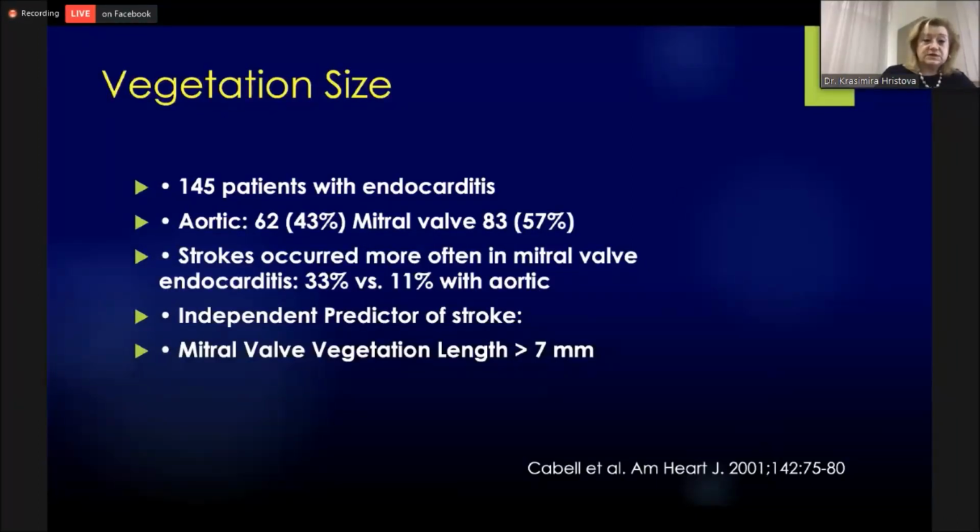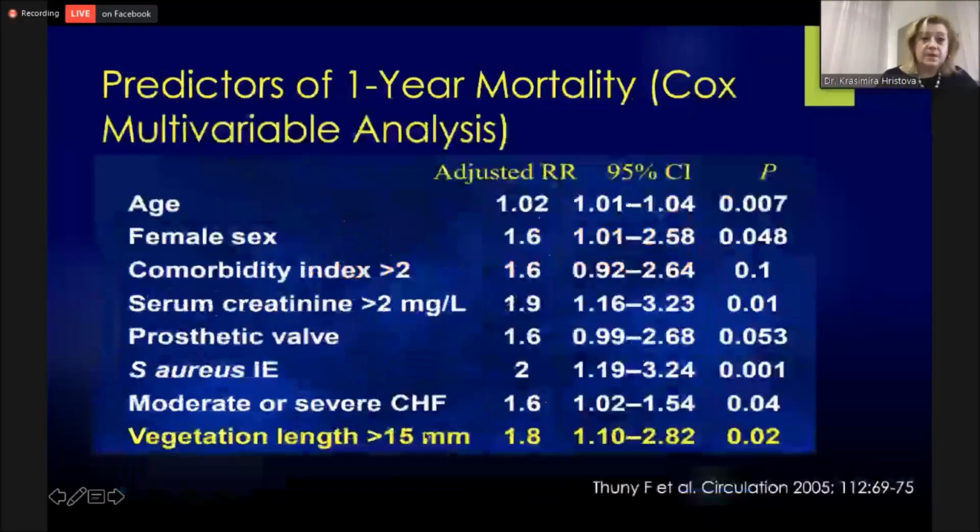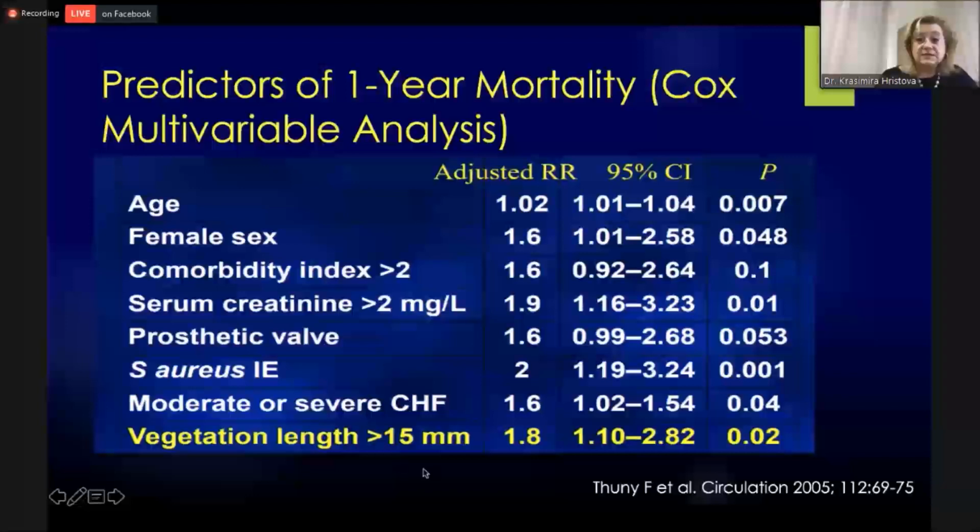This is one study looking at the vegetation sizes. It included around 150 patients with endocarditis of the aortic and mitral valves. Stroke occurred more often in mitral valve endocarditis, around 33%, than aortic valve. As an independent predictor of stroke, the study found that mitral valve vegetation length more than 7 millimeters carries a high risk of embolism. Predictors for the 1-year mortality in another study were conducted again with vegetation length more than 15 millimeters.